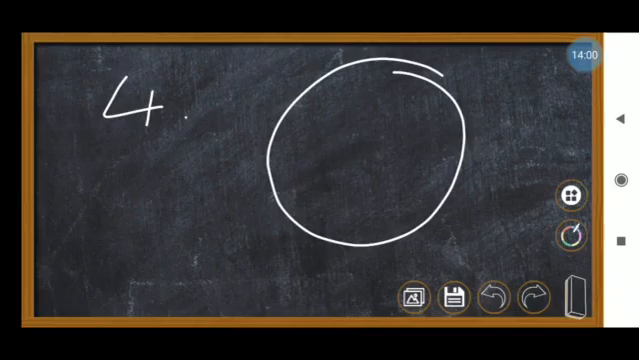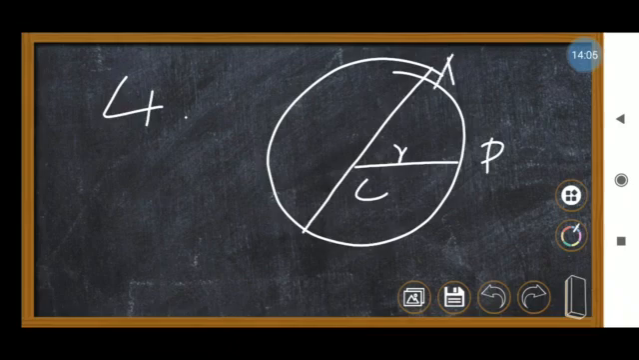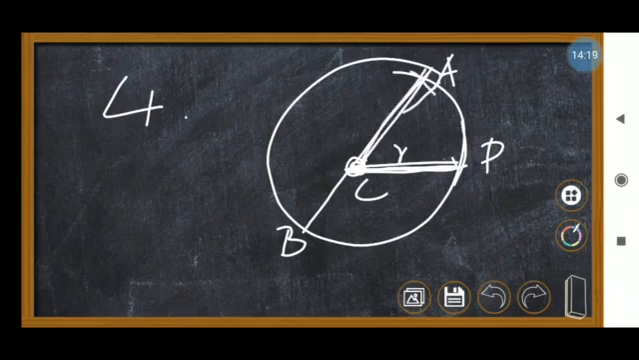Fourth problem. How can we represent this? They put one circle, and in that there is a diameter, and here they gave the radius. They mention P, C, A and B. Radius in terms of diameter means: this is the center point, and from the center point to the circle, this is called the radius. This is also a radius, because it is also touching the circle. So this is also a radius, this is also a radius.